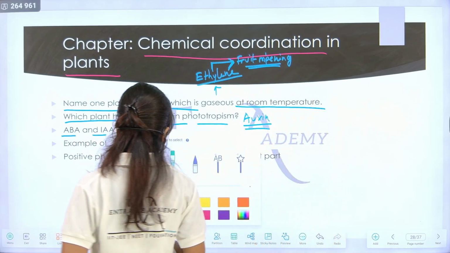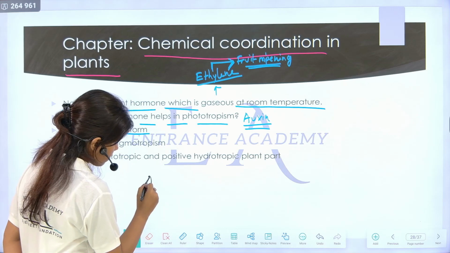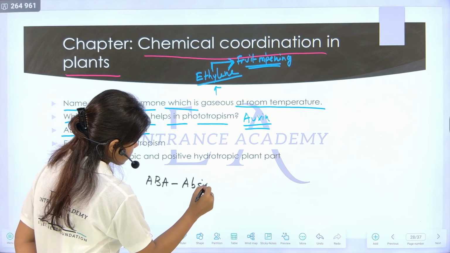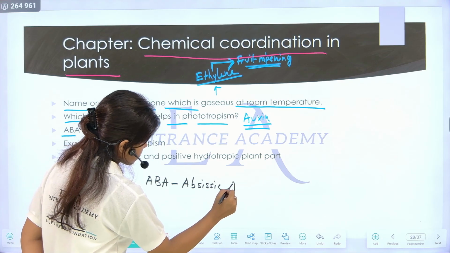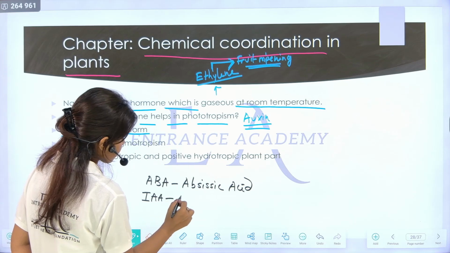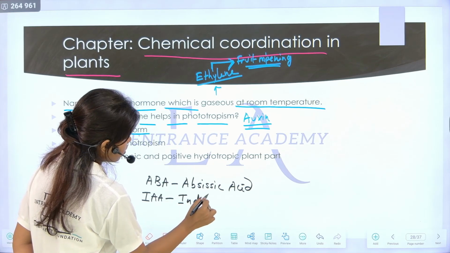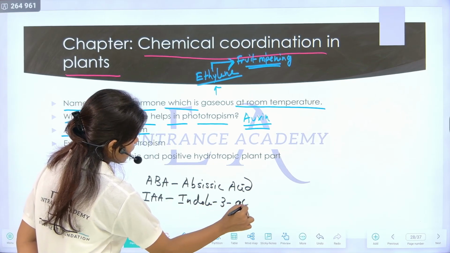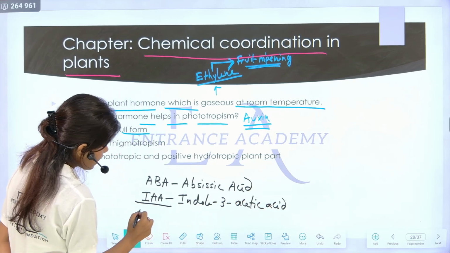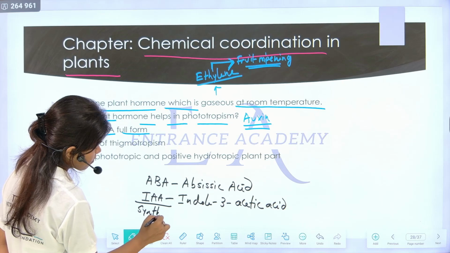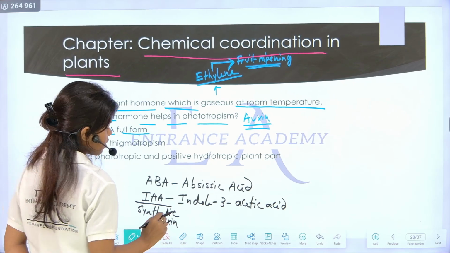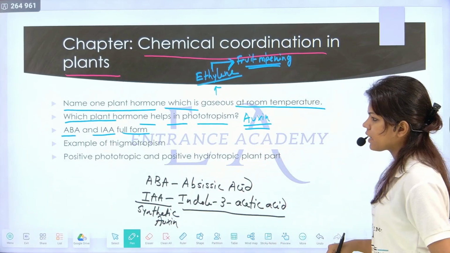Full form of ABA is abscisic acid. And full form of IAA is indole 3 acetic acid. This IAA is a synthetic form of auxin. Synthetic auxin. The full form is indole 3 acetic acid.